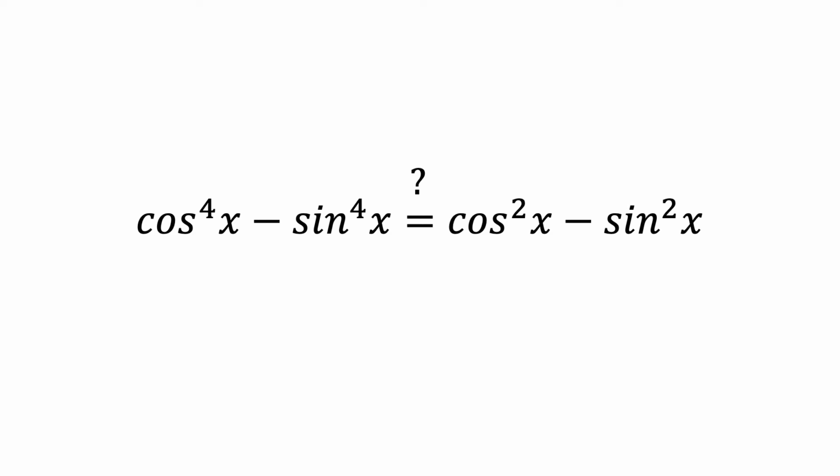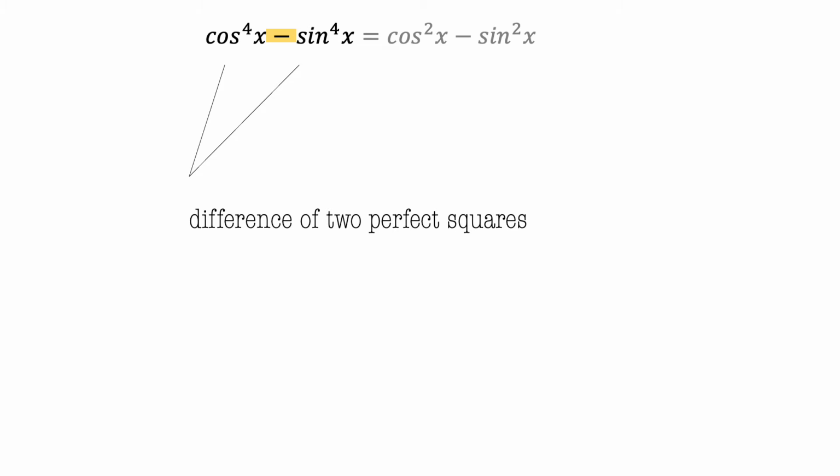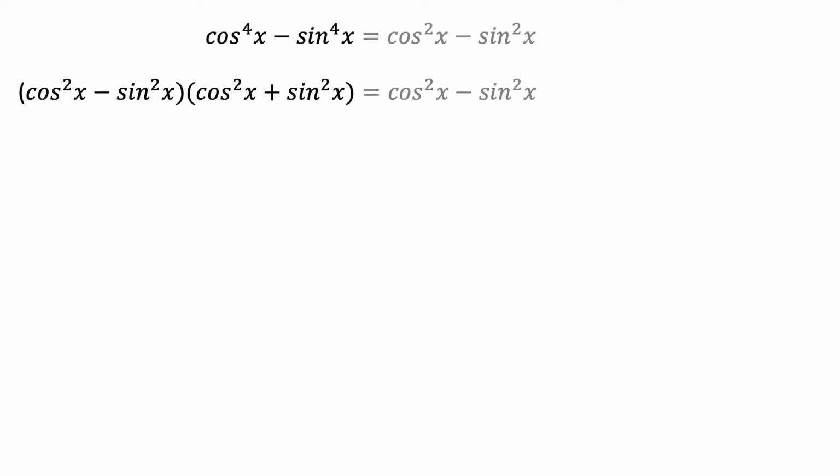So if you take a look at the left side, you see that we have the difference of two perfect squares, and that can be factored. So let's try to factor it. We use the difference of two perfect squares, and we get cosine squared x minus sine squared x times cosine squared x plus sine squared x.